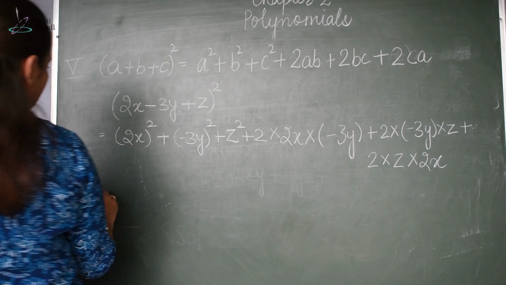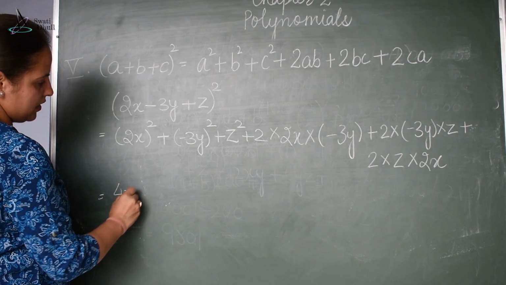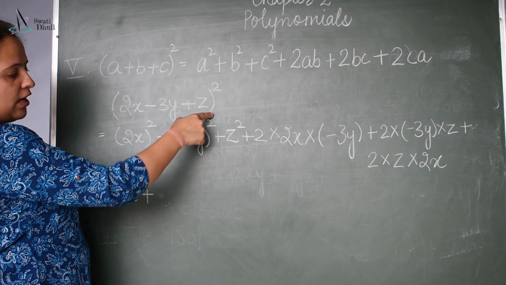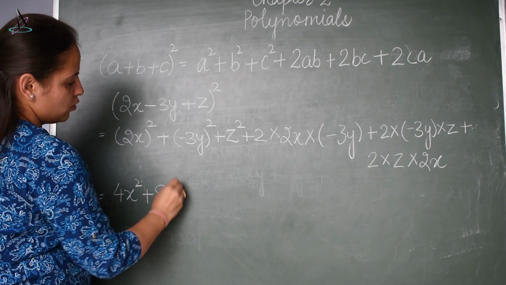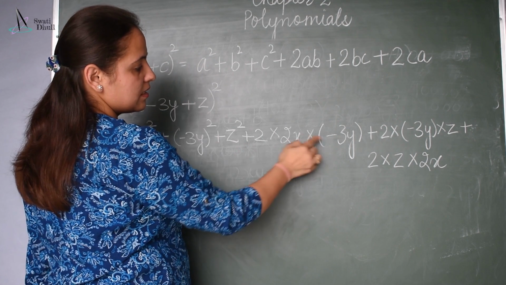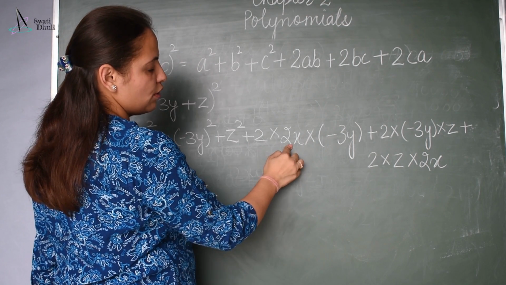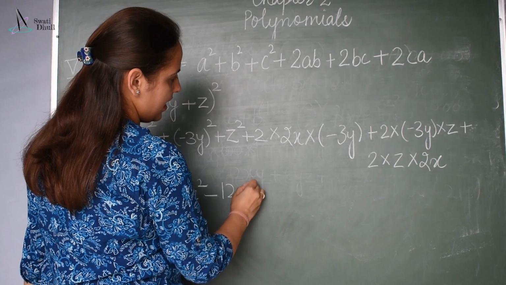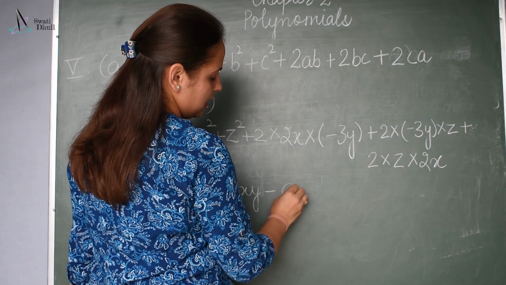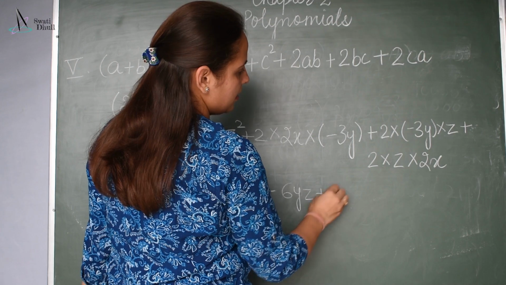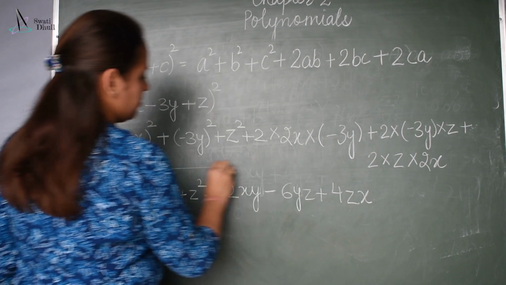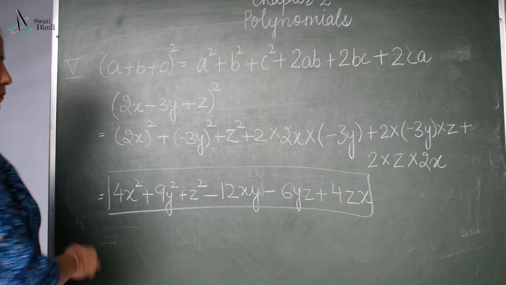So what you will get here is (2x) whole square is 4x square, plus (−3y) whole square, so it will be 9y square, plus z square. Now see, plus minus, 2 2s are 4, 3s are 12xy. Similarly, plus minus minus, so 2 3s are 6yz, plus 4zx. This is how we can expand this identity.